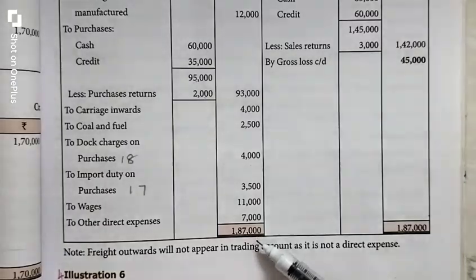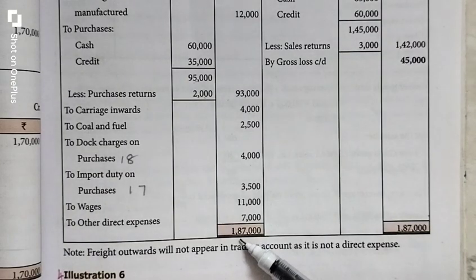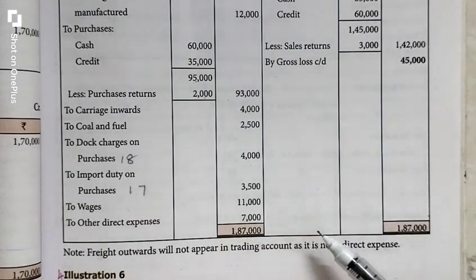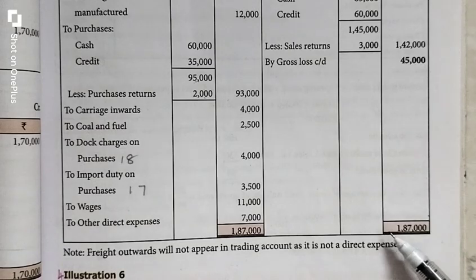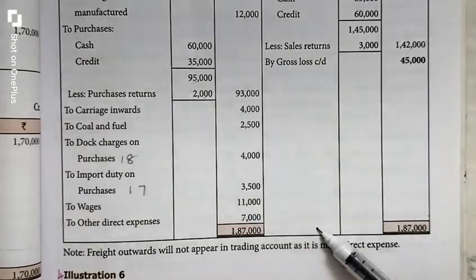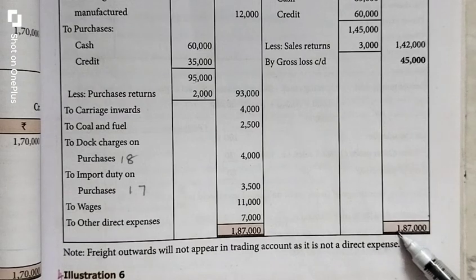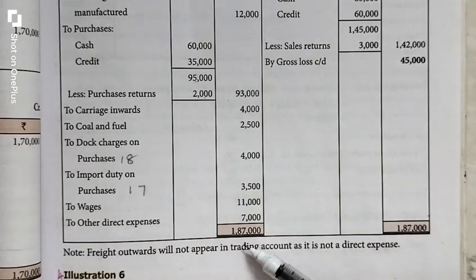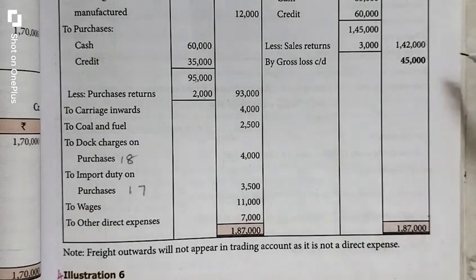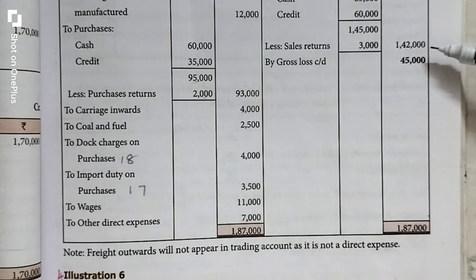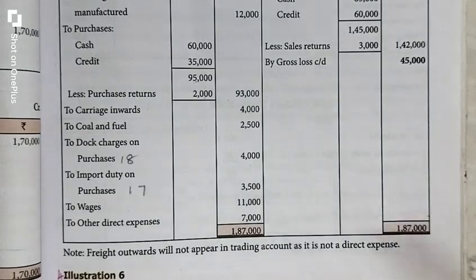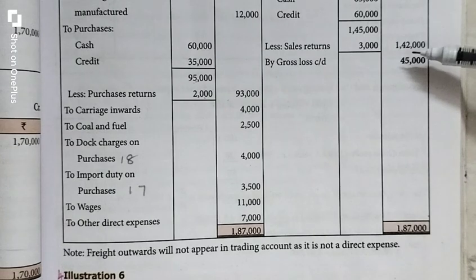So we have to enter 1,87,000 on the debit side total. The same amount we should enter on the credit side as the total. So on the same horizontal line, we enter 1,87,000 on both the debit and the credit side. Then we have to find the difference between the debit side and the credit side. So for that we go to the credit side, the lesser amount side. Which side has the lesser value? The credit side has the lesser value. How much? 1,42,000 rupees.